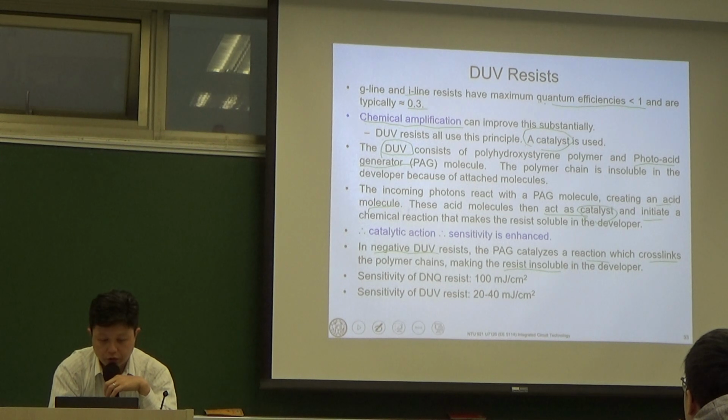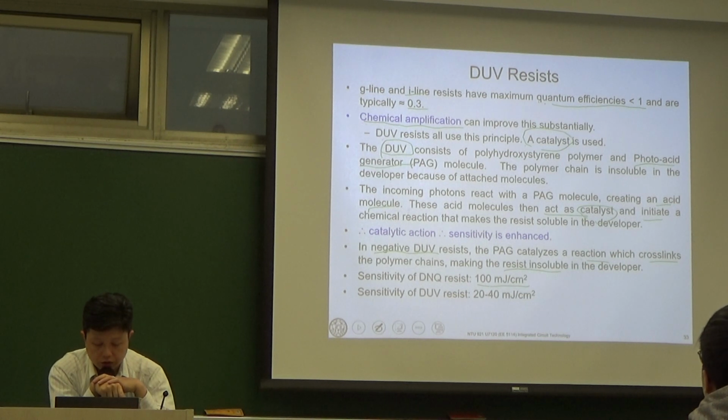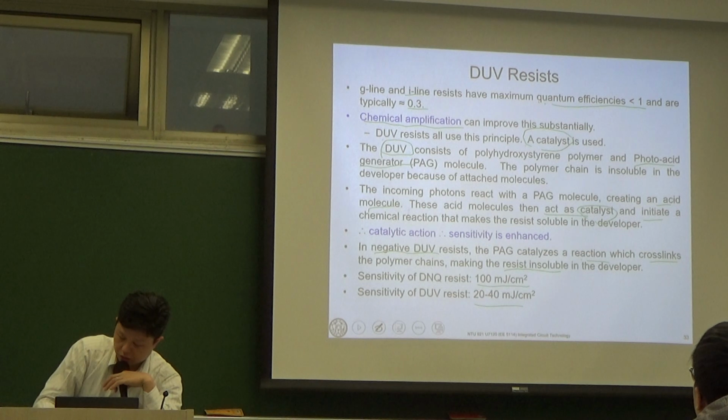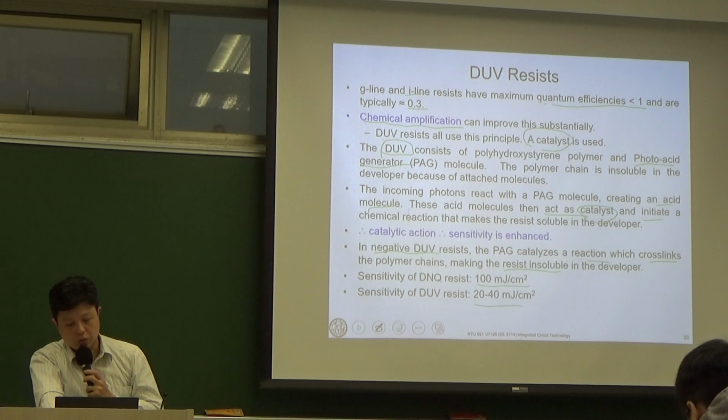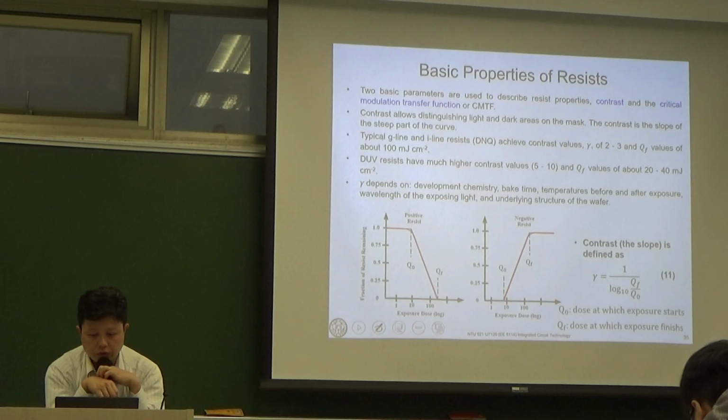Okay, so compared to the previous G-line and I-line DNQ resist, the required dose for your incident photon is 100 millijoule per centimeter squared. But right now for this DUV, with the help of chemical amplification, you can increase the sensitivity. So right now you don't need higher optical power in order to expose your resist. Now the dose can be reduced to 20 to 40 millijoule per centimeter squared.